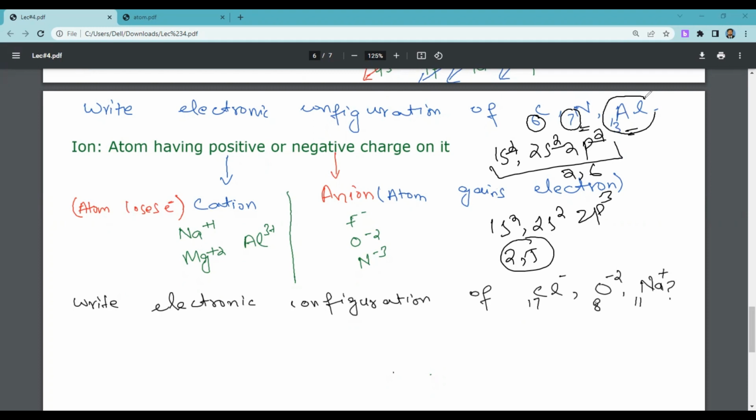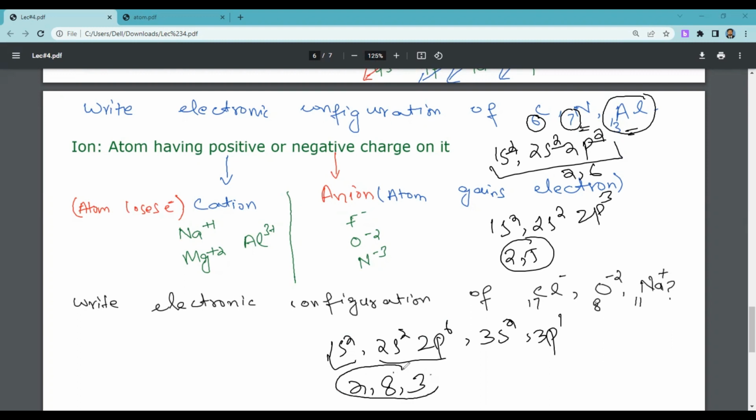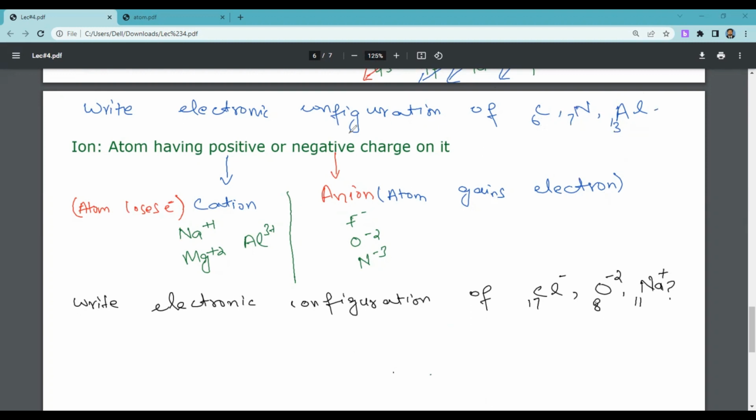If we want to write the electronic configuration of Al-13, I am going to write it here: 1s2, 2s2, 2p6, and then 3 electrons are present: 3s2, 3p1. Now you can write it according to the format needed: 2, 8, 3 simply. That is 13. Also, it is asked in our syllabus that we write the electronic configuration of ions.